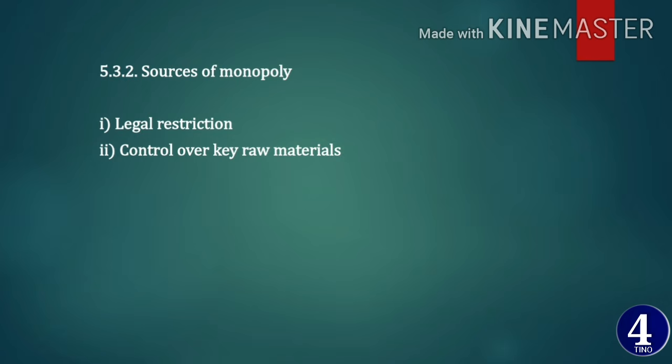Okay. The second source of monopoly is control over key raw materials. Let's say that one investor will have a machinery which that producer invented itself, so that raw material is not present with other sellers, then that producer will become the monopoly of the product because it has unique machineries or raw materials belonging to him or to her.